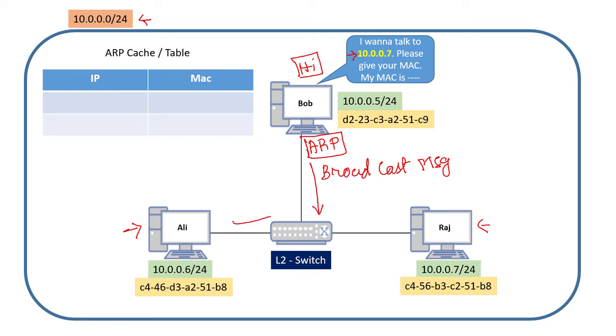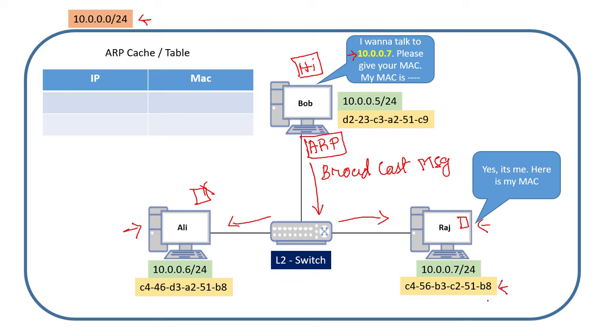The switch will broadcast to all the connected devices, to Raj and Ali. Ali will look at this ARP request and discard it because the IP address is different. This is not Ali's IP address. Raj will receive this and say, oh yeah, it's mine, it's me, and here is my MAC.